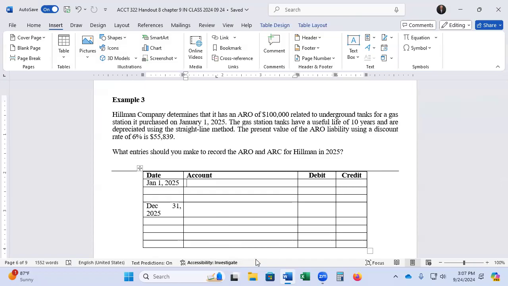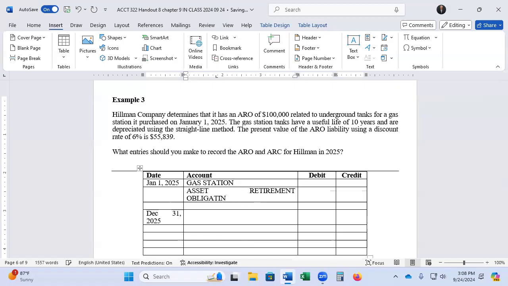So what we do is we don't report this as an expense. We report it as part of the asset. So in this case, gas station would be our asset. And then you'd have a credit to asset retirement obligation for the gas station. And so they said the present value of it is $55,839.